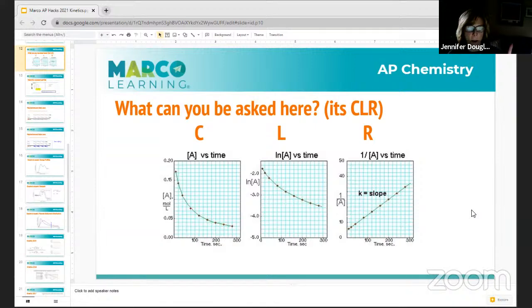You've only collected it one time, but you're just graphing concentration. Then you calculate natural log and graph it. Then you calculate reciprocal and graph that. Only one of those will be straight, and whichever one is linear is the right answer. So they'll give you all three. You're picking the linear one, and it's zero, first, or second order. Concentration linear is zero order, natural log is first order, and reciprocal is second order: 0, 1, 2.